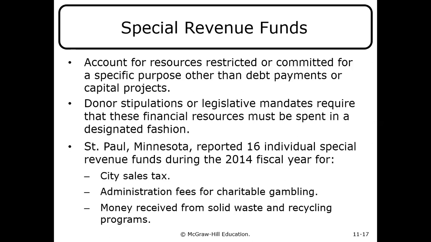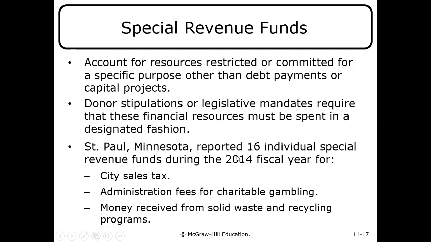So they tell us about St. Paul here. They report 16 individual special revenue funds. City sales tax. Administration fees for charitable gambling. That's another special revenue. So it has to be used for something. Money received from solid waste and recycling programs. So if you're sending in as a citizen, sending money in, that's a special revenue fund to cover those kind of programs.